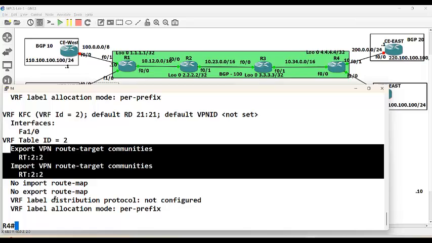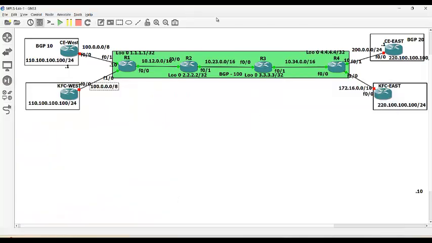Okay, so next is what? Next is I have to take the route from the customer into the provider edge router. For that, we need one common routing protocol between KFC West and R1, likewise KFC East and R4. We are not going to use BGP because we have already seen an example with BGP on the customer side. So I want to now introduce OSPF and show you how to have an OSPF customer.